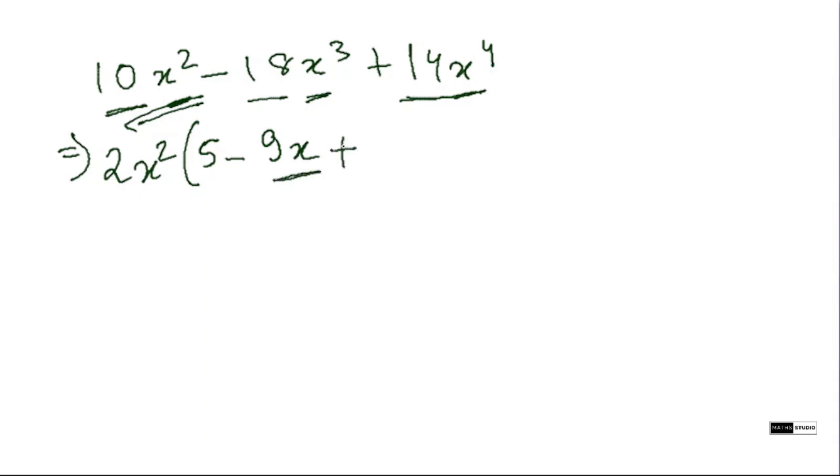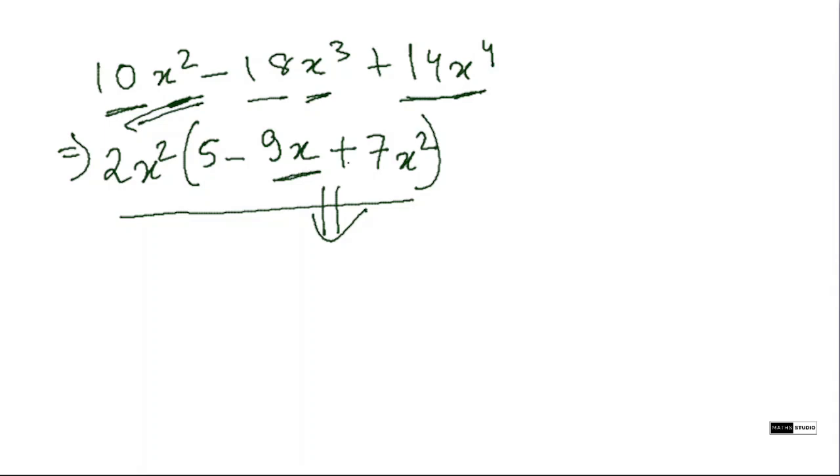Plus, because the plus sign is already here, 14 can be written as 2 into 7 and it is x to the power 4. So I can write it as 7x square into 2x square, which will give me 14x to the power 4. So this is the answer for this particular portion. Now this can further be broken down. We'll be seeing this a little later. So this first method is getting a common factor from all the terms.